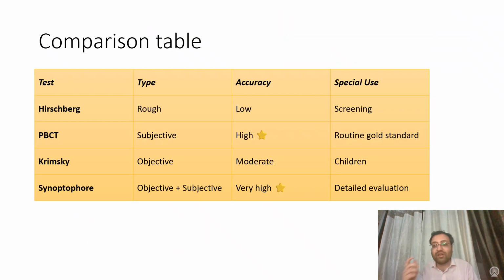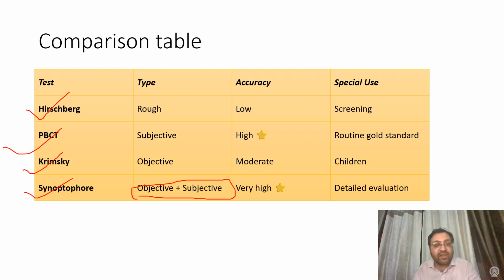Now coming on to the comparison table, this is very important. I have summarized it for you guys. There are tests to check the angle of the squint: Hirschberg test, PBCT, Krimsky and the synaptophore. Synaptophore is both an objective and subjective test. PBCT is a subjective test. Krimsky is an objective test. It is used in children and uncooperative patients.